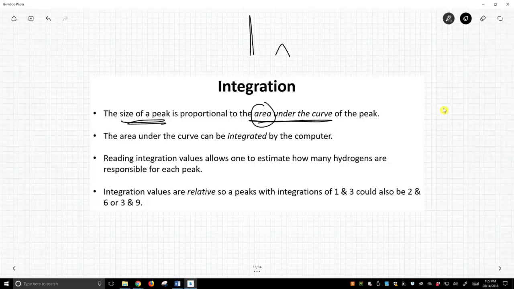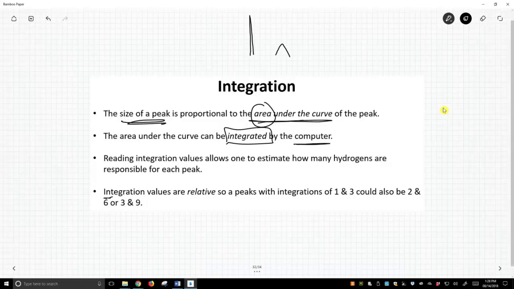Turns out, since visually it's hard to look at a peak and say, oh, that one's bigger or smaller, we let the computer that's running the spectrometer determine what the area under the curve is. And so it integrates, it sums up the areas, it does a trapezoid approximation, and this gives us an area under the curve. The size of the peak represents the number of hydrogens that are contributing to that area.